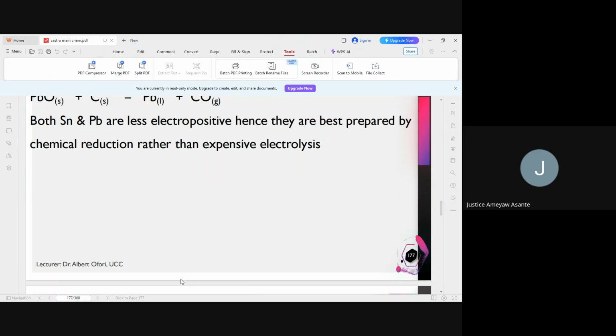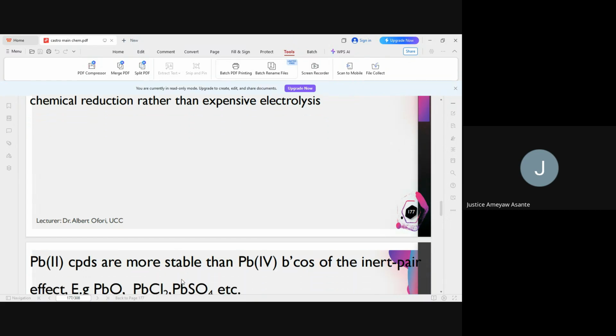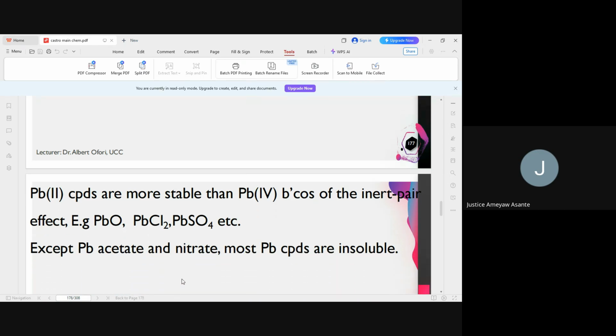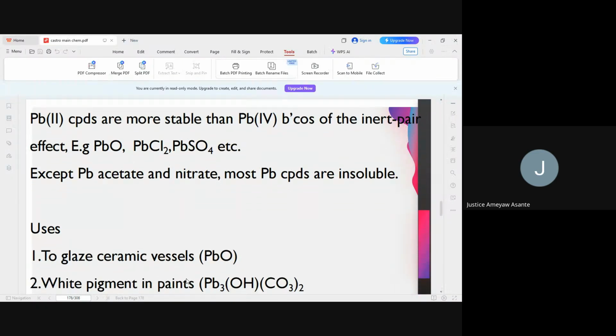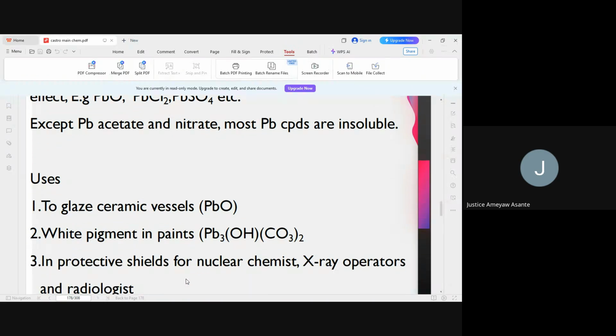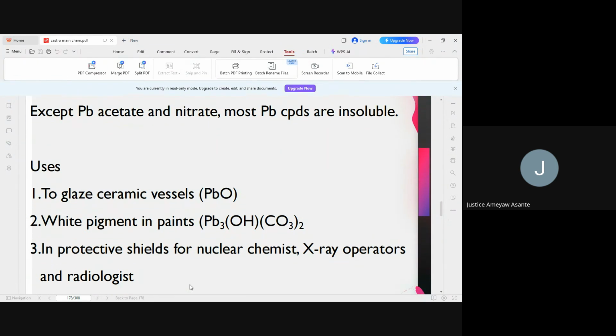Both tin and lead are less electropositive, hence they are best prepared by chemical reduction rather than expensive electrolysis. Note this one very well. The two compounds are more stable than the four compounds because of the inert pair effect. Except lead acetate and nitrate, most lead compounds are insoluble.